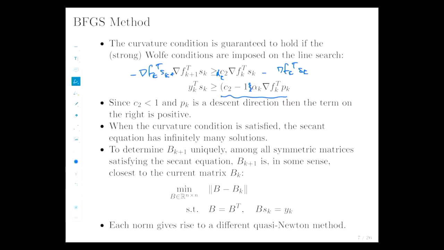s_k is x_{k+1} minus x_k, which is alpha_k times p_k. But here I'm writing in terms of s_k directly. Oh, here it is. Correct, you're right. So there's no typo here. Here I've written it in terms of p_k. So, correct?